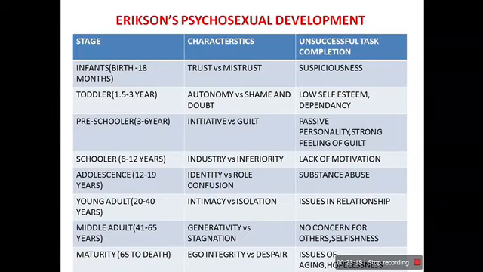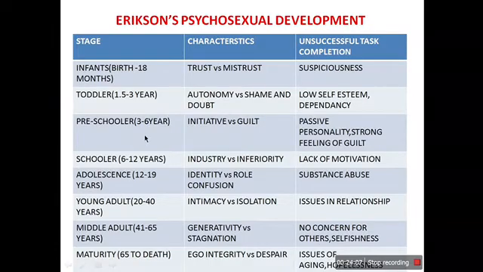So if the baby cannot think like that, then later, in future, the patient or the baby will have the problem of suspiciousness. He will doubt everyone. He will doubt every relationship. He will not believe anyone properly. The second stage is toddler. It starts from 1.5 to 3 years. In this stage, the characteristic is autonomy versus shame and doubt. The baby feels a sense of control and free will. He needs freedom. If he doesn't get that, there will be low self-esteem and dependency in the future.